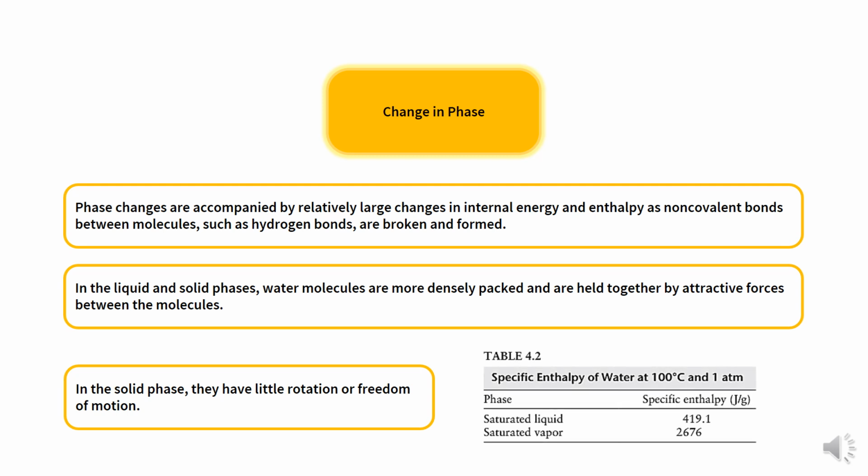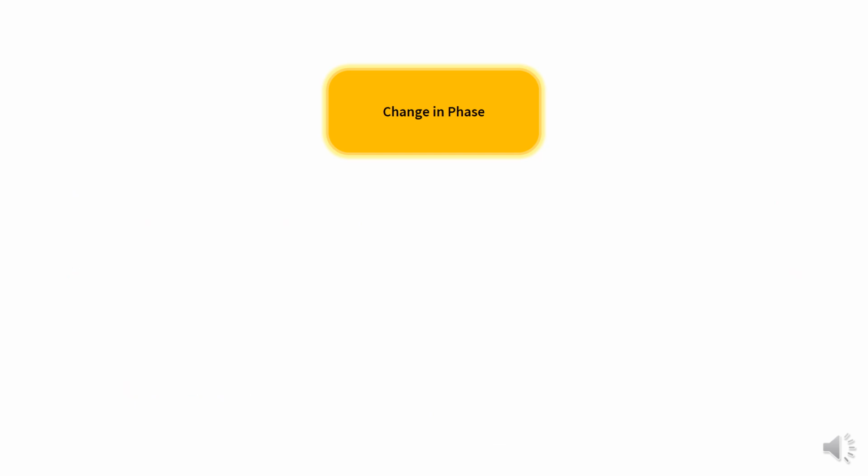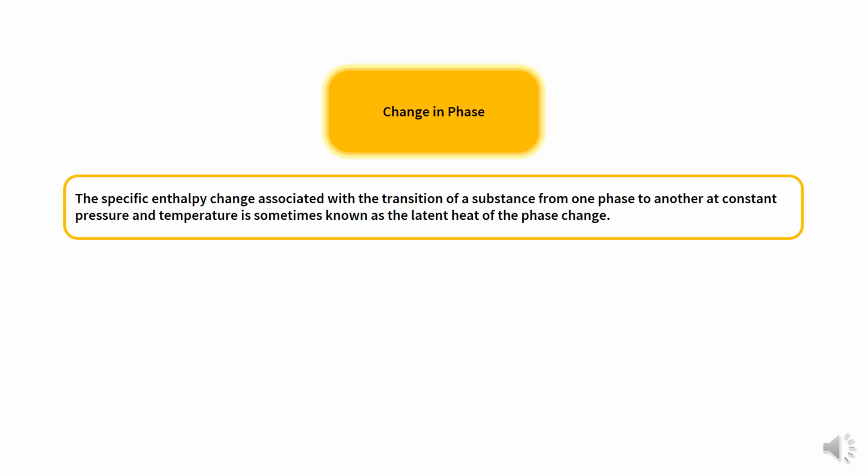And here in Table 4.2, the specific enthalpy of water at 100 degrees Celsius and 1 atm is different for the saturated liquid phase and also for the saturated vapor phase. The specific enthalpy change associated with the transition of a substance from one phase to another at constant pressure and temperature is sometimes known as the latent heat of the phase change.